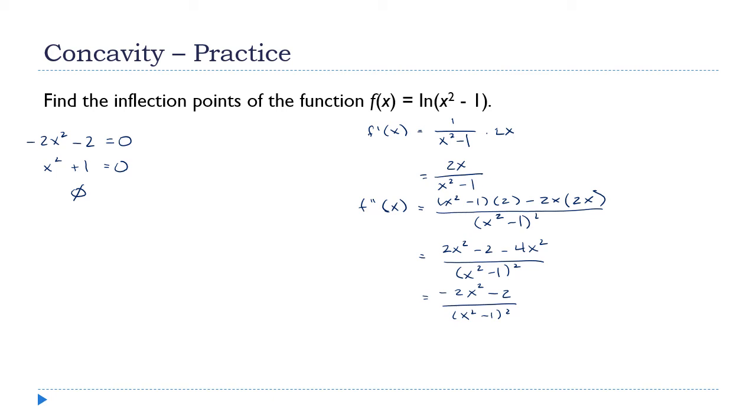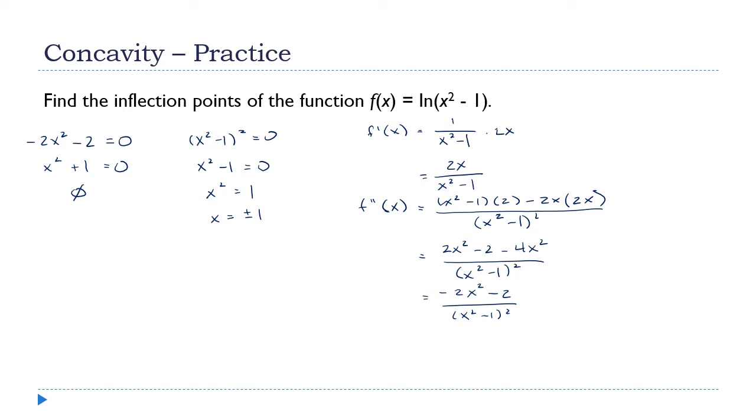So how about the denominator? Where does x squared minus 1 squared equals 0? Let's take the square root of both sides. x squared minus 1 equals 0. Now we'll move the 1 over. x squared equals 1. And then the square root of both sides. x equals plus or minus 1.